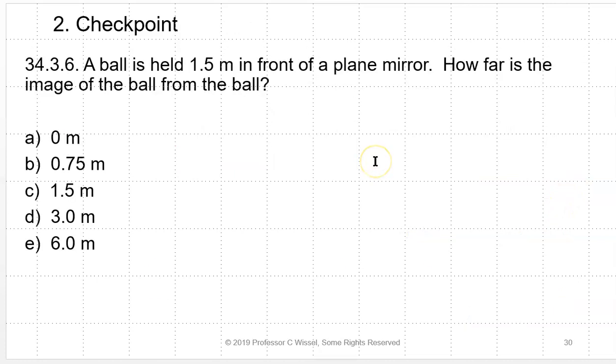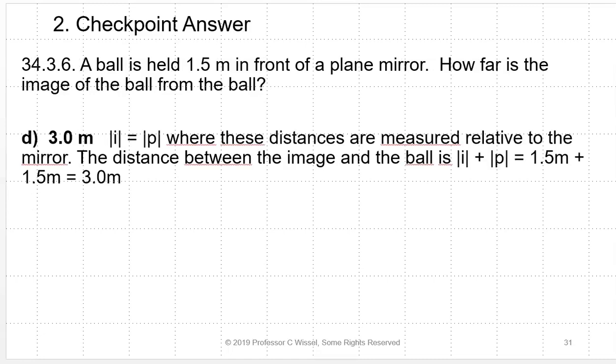A ball is held 1.5 meters in front of a plane mirror. How far is the image of the ball from the ball itself? Now, this is a trick question. They're not asking the distance between the ball and the mirror surface, or the image and the mirror surface. They're asking the distance between the ball and its image. So this will be p. It's a plane mirror, and these distances are measured relative to the surface of the mirror. So the distance between the image and the ball will be twice that. In other words, the ball is on one side of the mirror, the image is on the other, an equal distance behind the mirror. So that will be 3 meters.